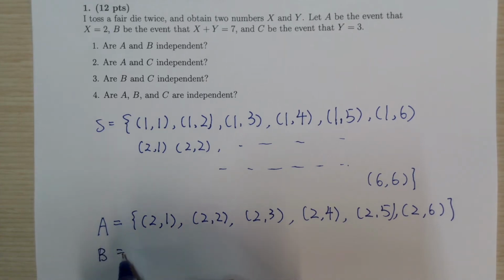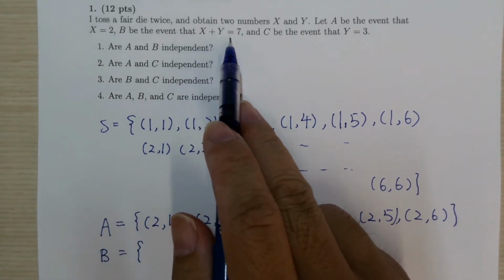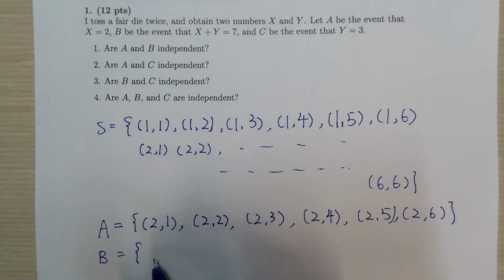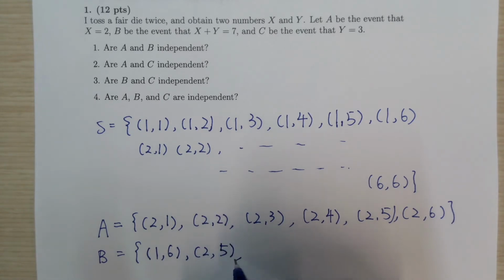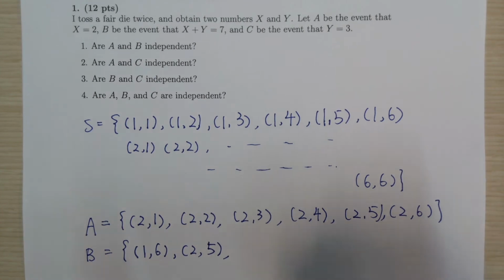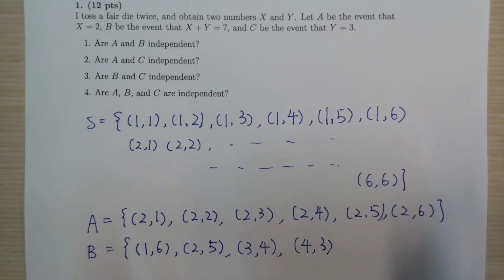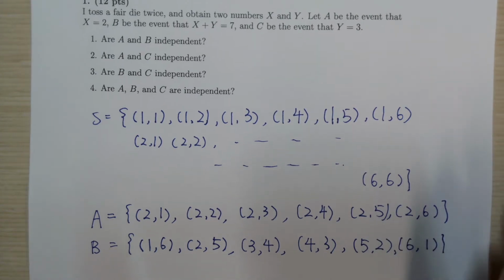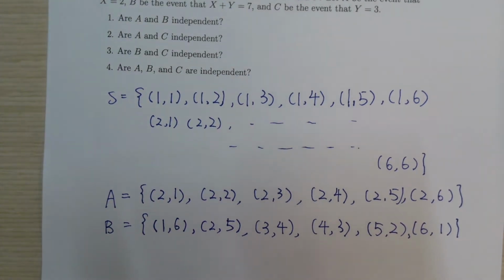What about my event B? So x plus y equals 7. Well, if the first one is 1, then the second must be 6. If I got a 2 here, it must be a 5, because x plus y must be 7. If I got a 3, this must be a 4. If I got a 4, the second one must be 3. If I got a 5, the second one must be a 2. If I got a 6 first, then the second one must be 1. So that's everything.